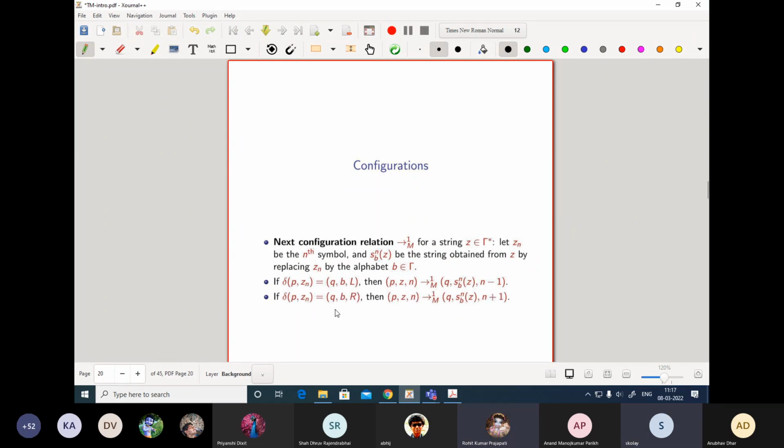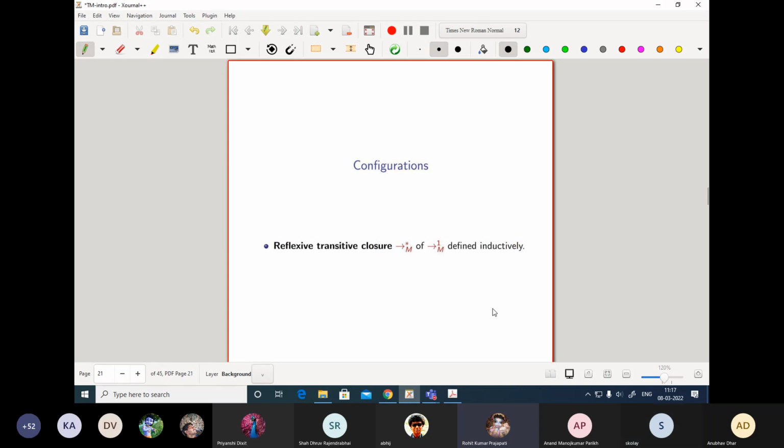Similarly, if my transition function on P and Zn was Q, B, R, meaning that I rewrite Zn by B, move to state Q, and move the tape head one step to the right, then the next configuration from P, Z, n would be Q, S_n^B(Z), and n+1. So this is how the next configuration is defined using the transition function.